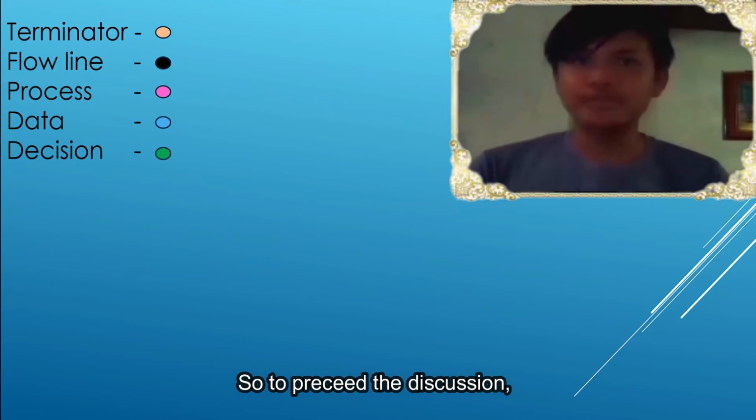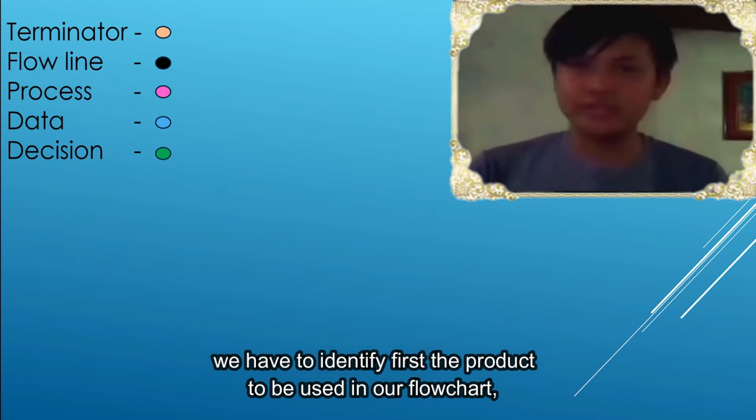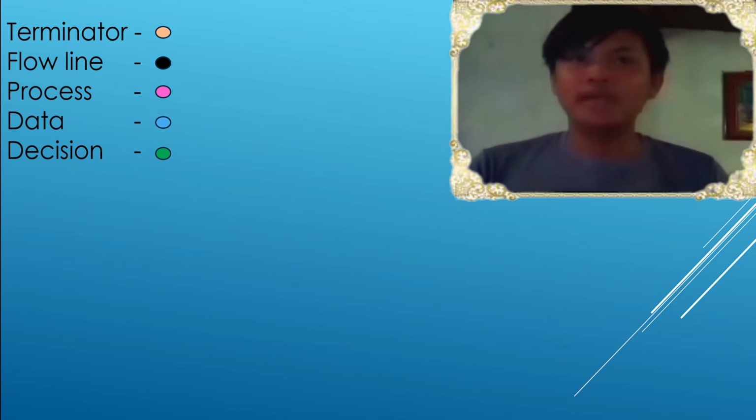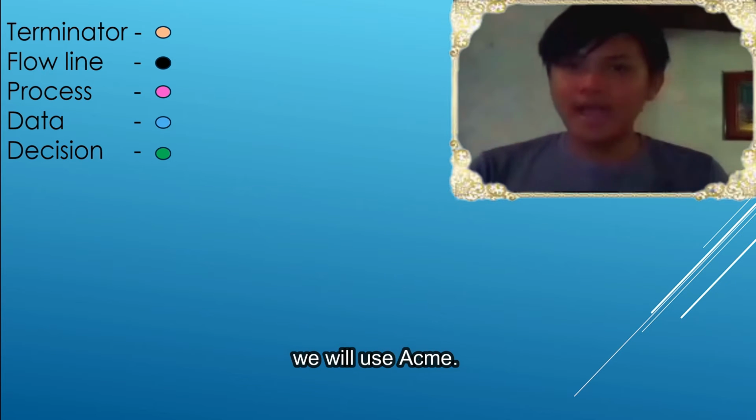So to proceed with the discussion, we have to identify first the product we use in our flowchart. And in this case, we'll use the process of signing in to an account on a particular website. And in this particular website, we will use Acme.